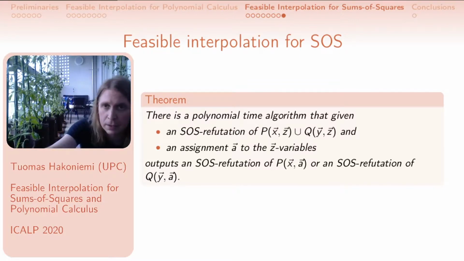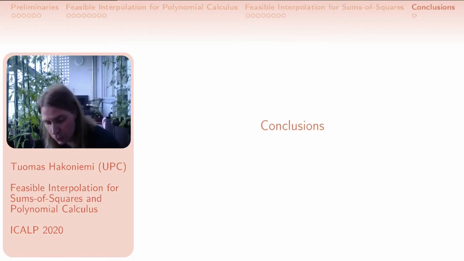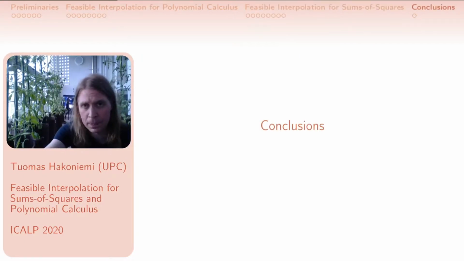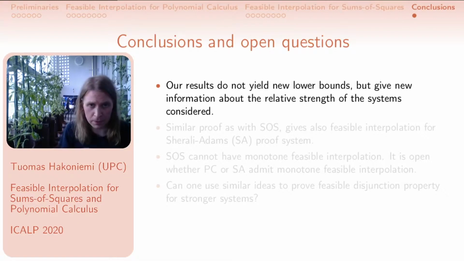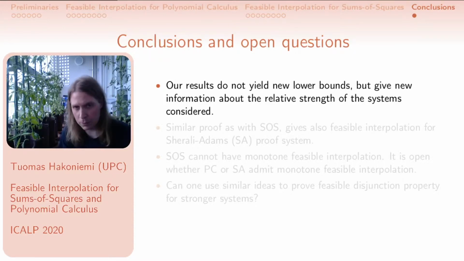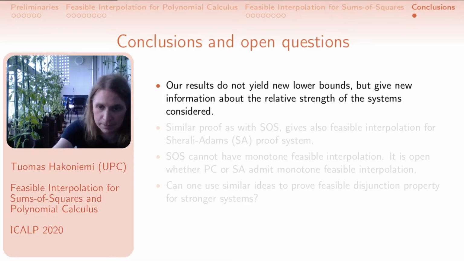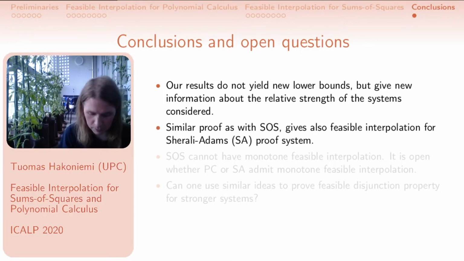Okay. So finally, for the conclusions. So first of all, our results do not yield new lower bounds for these systems, but they do give new information about the relative strengths of the systems considered. Secondly, we did not consider the proof system Sherali-Adams here, but a very similar proof as with sums of squares gives a feasible interpolation also for Sherali-Adams.